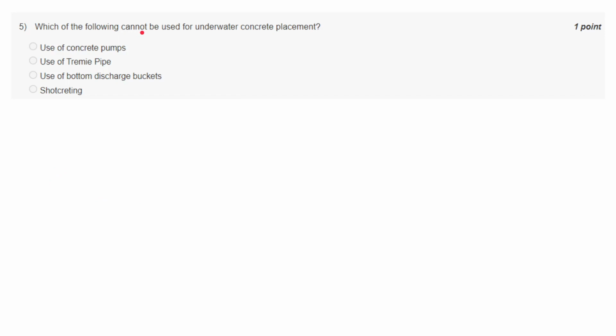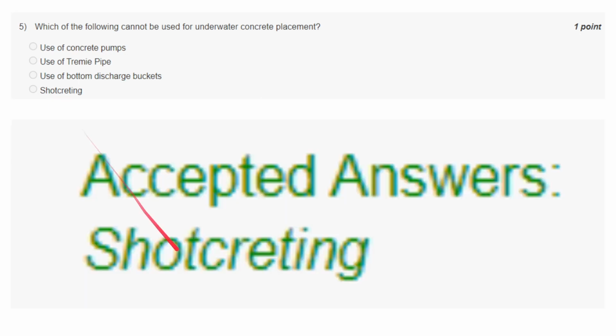Fifth question, which of the following cannot be used for underwater concrete placement? Use of concrete pumps, use of tremie pipe, use of bottom discharge buckets, or shotcreting. So concrete pumps are used, tremie pipes are used, bottom discharge buckets are traditional methods used, but shotcreting is generally done in hollow structures. If it is used underwater, it will lead to segregation and other problems. It will just float because the weight will be less, and there will be more segregation and laitance. So that's why fourth option, shotcreting, will be the correct one.